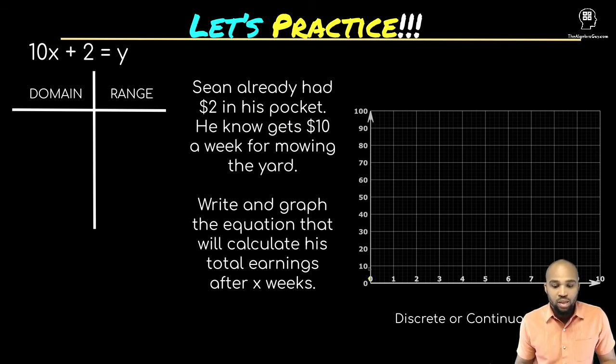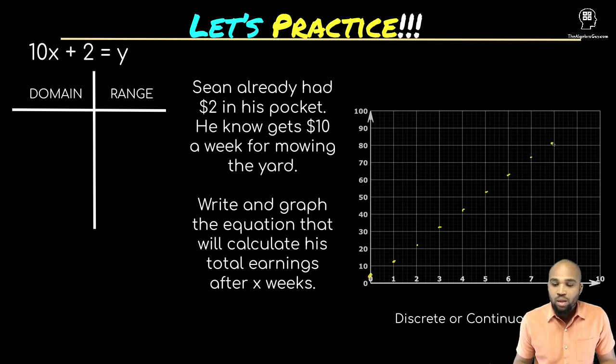If I were to sketch this out, it's not going to be perfect, but he started at $2. Let's put a little dot here. He started at $2 and he gets $10 every week. So this is 1 week, so he gets $10. Another week he gets $10. Another week he gets $10, and you can kind of see what's going on here.